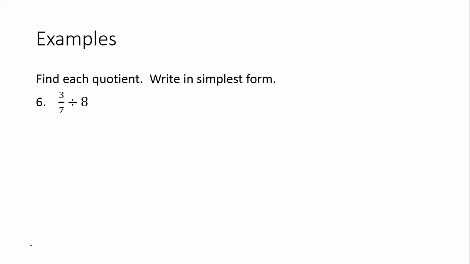Three sevenths divided by 8. Now here 8 doesn't look like a fraction, but we can make 8 look like a fraction by putting it over 1. So now multiplying by the reciprocal, we have 1 over 8. Multiply across the top, multiply across the bottom, and then we check to see if we can reduce. 56 is not divisible by 3, so this is our final answer.